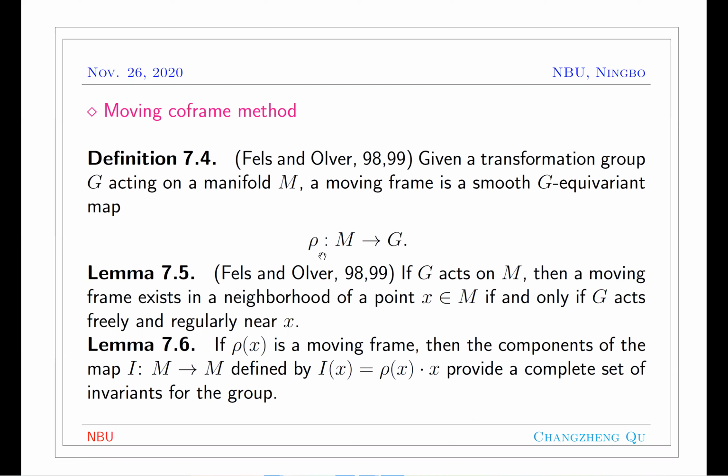The moving frame is a map from the manifold to the Lie group. If the action of G on the manifold is free and regular, then there must be a moving frame. If one knows the moving frame, we can obtain all the differential invariants of the group. If rho is a moving frame, then for x in the manifold we can prove that this action gives a differential invariant. Also we can use the moving frame to construct the symplectic frame in the central equi-affine symplectic geometries.